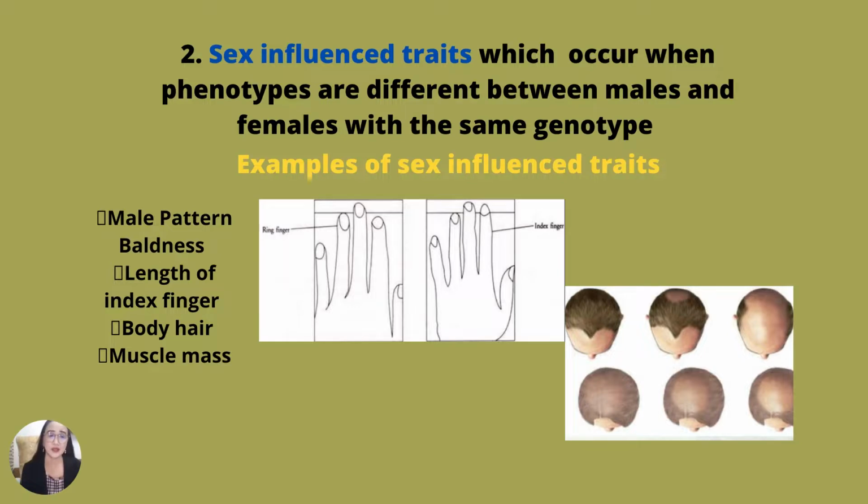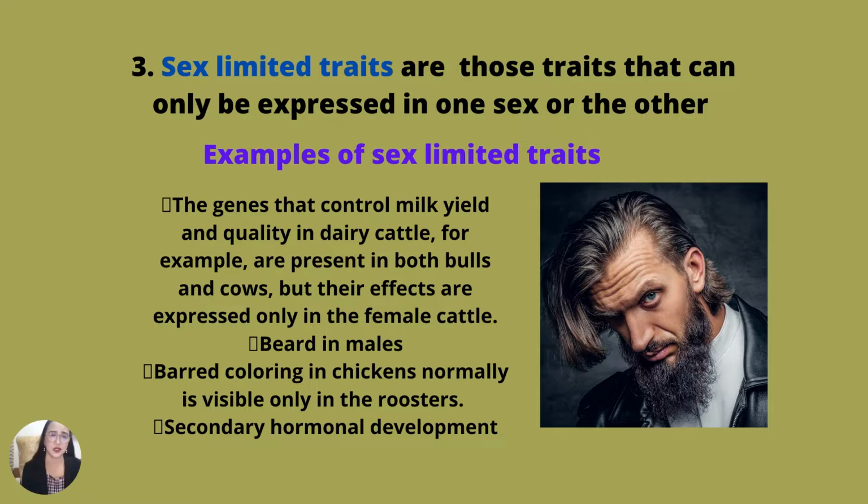The result is that in males, the baldness allele behaves like a dominant allele, while in females, it behaves like a recessive allele. Other examples are length of the index finger, body hair, and muscle mass. Now, let's proceed to the third one, which is the sex-limited traits. These are traits that can only be expressed in one sex or the other.